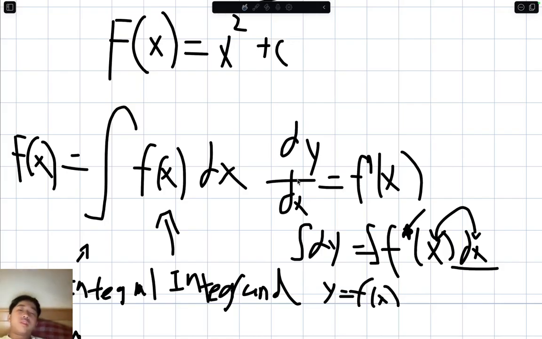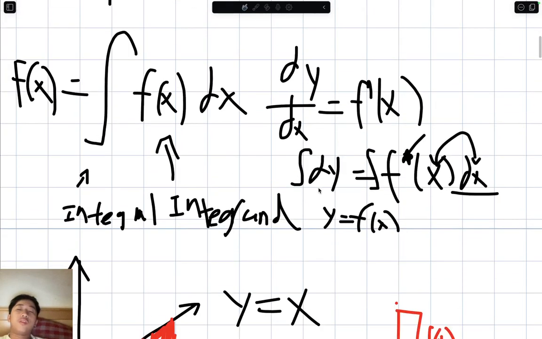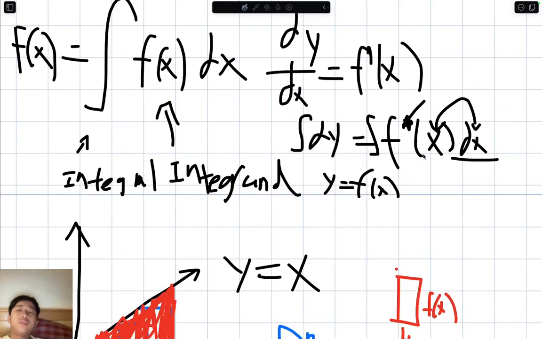So this is a fraction. You could multiply by dx on the other side. So when you do that, you get f prime of x dx equals dy, and if you take the integral or the antiderivative of it, you just get y equals f of x. Right. Yeah, it just boom.